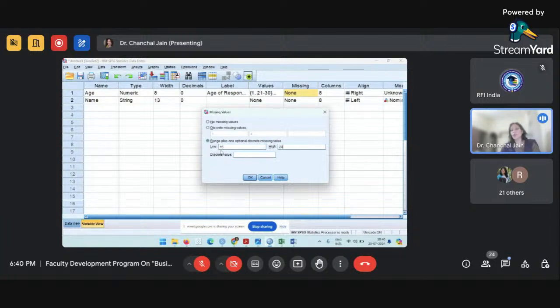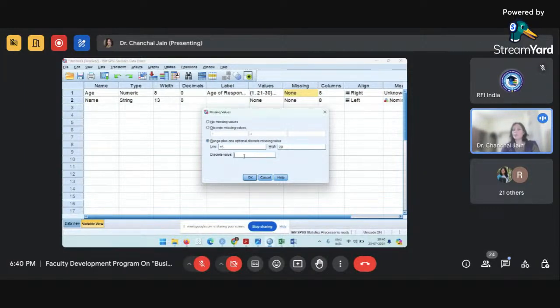So suppose I do not want to include the data of the people who are between 15 to 20 years. Lower limit is 15, upper is 20. So people those who are in between 15 to 20, I do not want to include them in my analysis, right? This is the way you can define this particular thing.